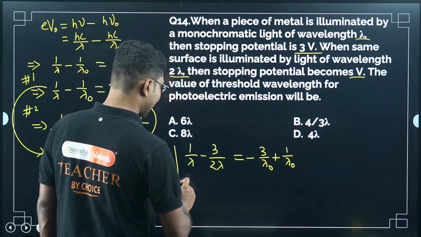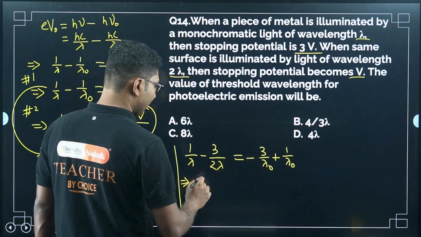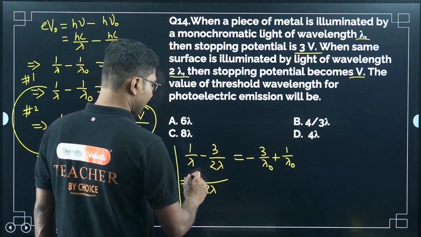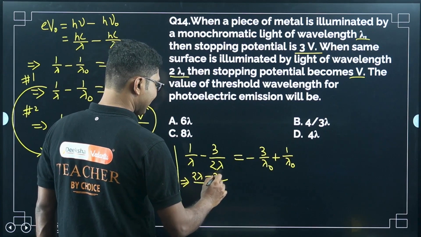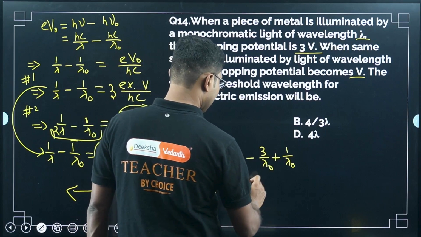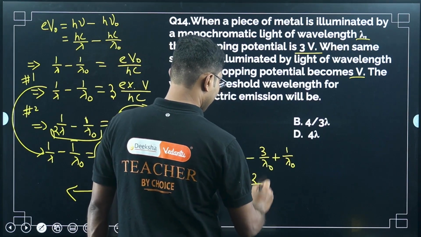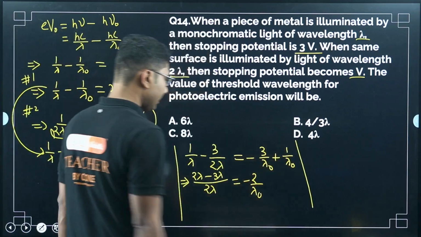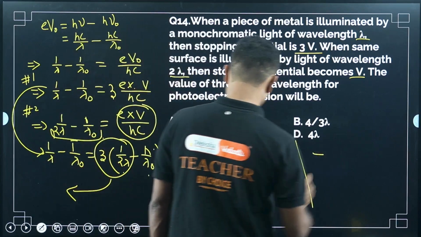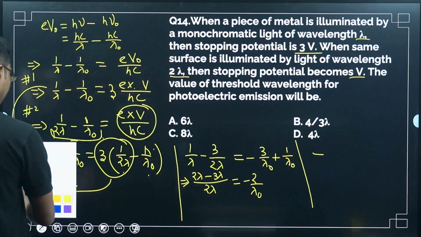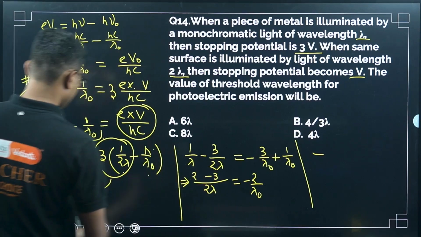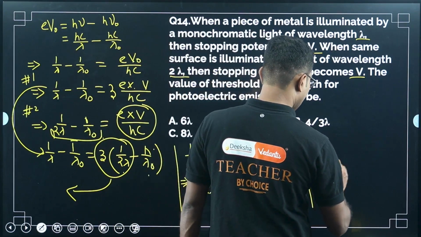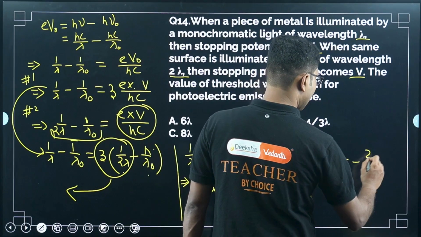Don't worry if you are getting negative values, it will be cancelled and you will get a good value. So 2 lambda minus 3 lambda, here it will become minus 2 by lambda naught. 3 by lambda naught minus 1 by lambda naught is minus 3 by lambda naught. So now let's solve it again. Sorry, one mistake I made, there won't be any lambdas here. Yes, because lambda is common, right? So minus 1 by lambda is equal to minus 2 by lambda naught.